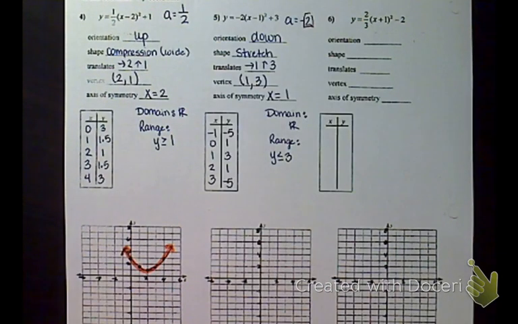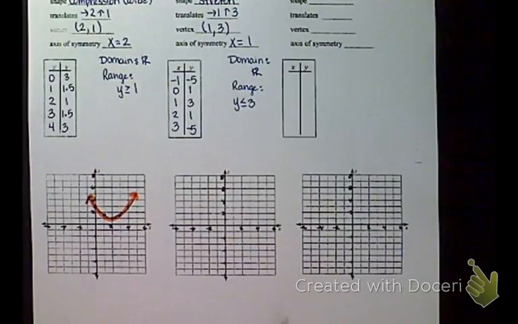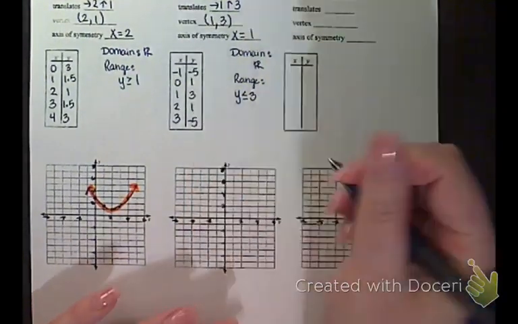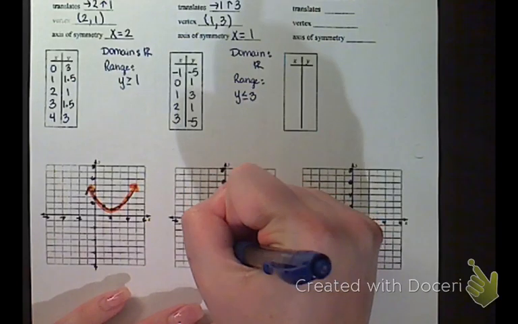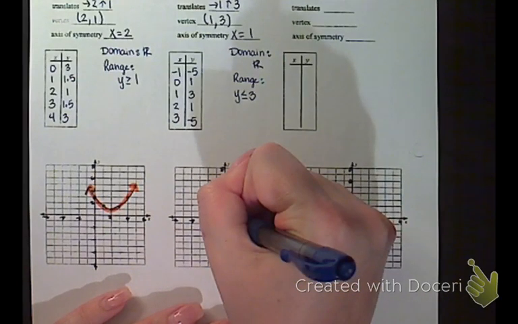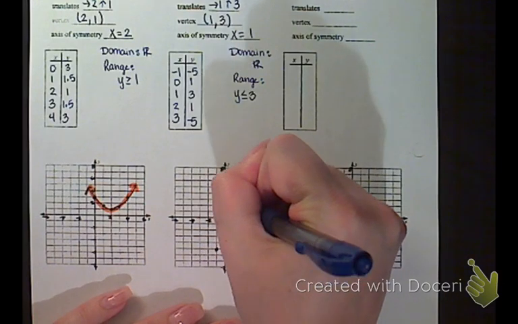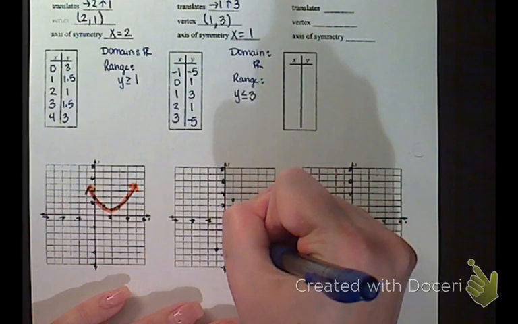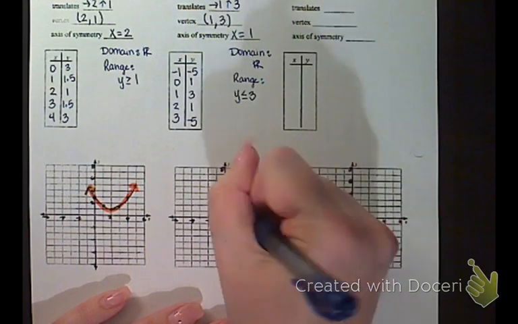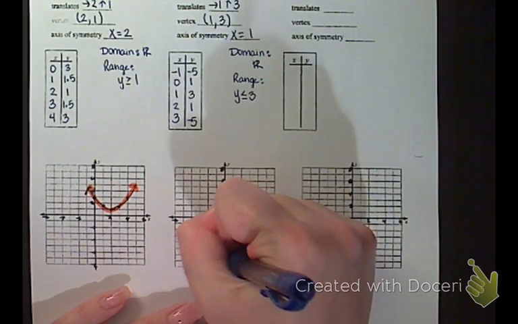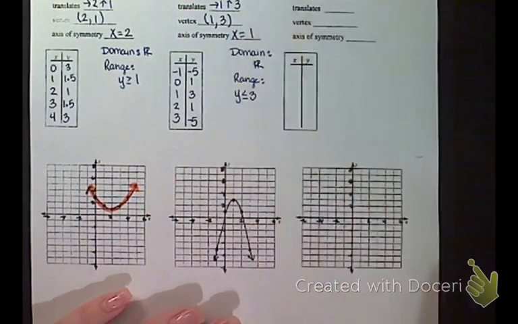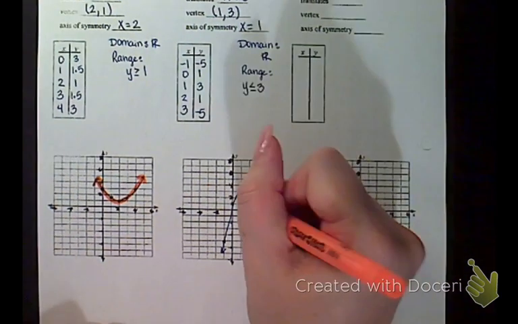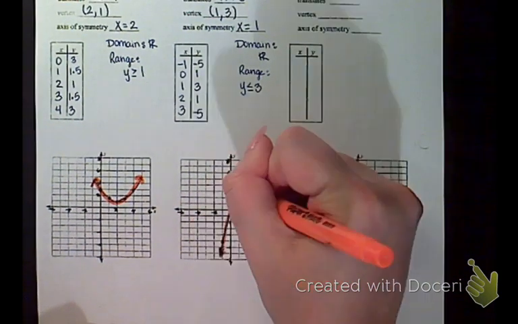Now before I graph, I know that my graph should face down and it should be skinnier than the parent function. If it's not those 2 things, then I did something wrong. Okay? So -1, -5, 0, 1, 1, 3, 2, 1, 3, -5. Okay, it faces down. It's skinnier than my parent function.